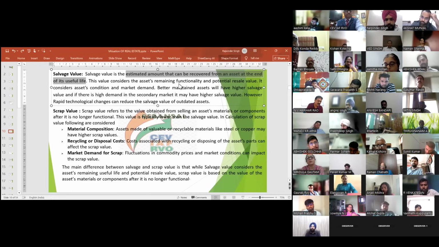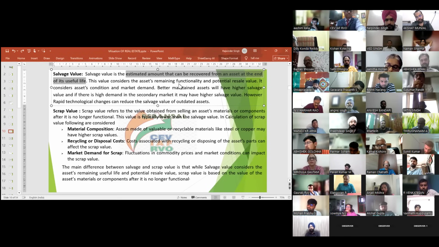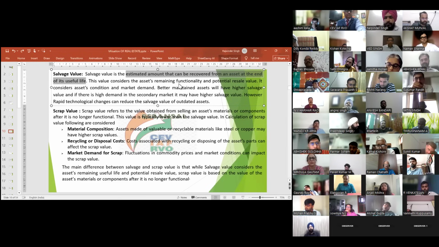And it will depend upon the market demand for such a scrap. Because steel, if you have a steel building, it can still be used for some other purpose. But if it is a load bearing or RCC structure, you cannot use that at other places, except for earth filling itself.